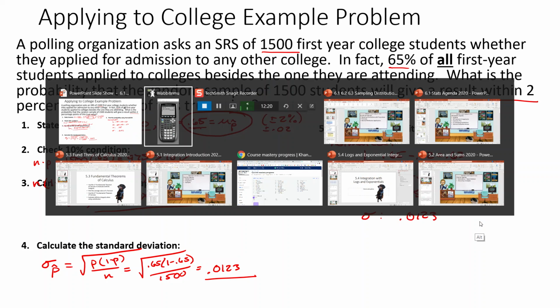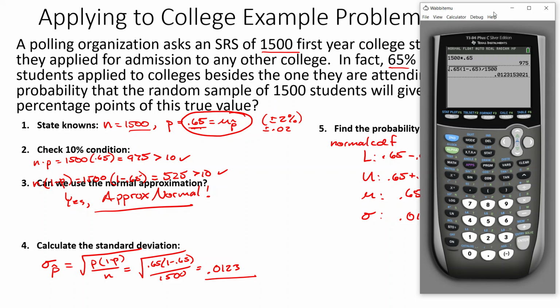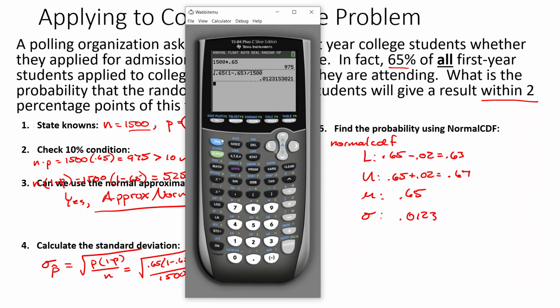So we go back to our calculator and we're just typing this in. Let's move it out of the way here so we can see. So second distribution, normal CDF is number 2. We're going from 0.63, 63%, to 0.67, 67%, because we want to be within 2% of the 65%. Our mean is the 65%. Our standard deviation is the sampling distribution standard deviation that we just calculated. And if we work that out, we get 0.896.